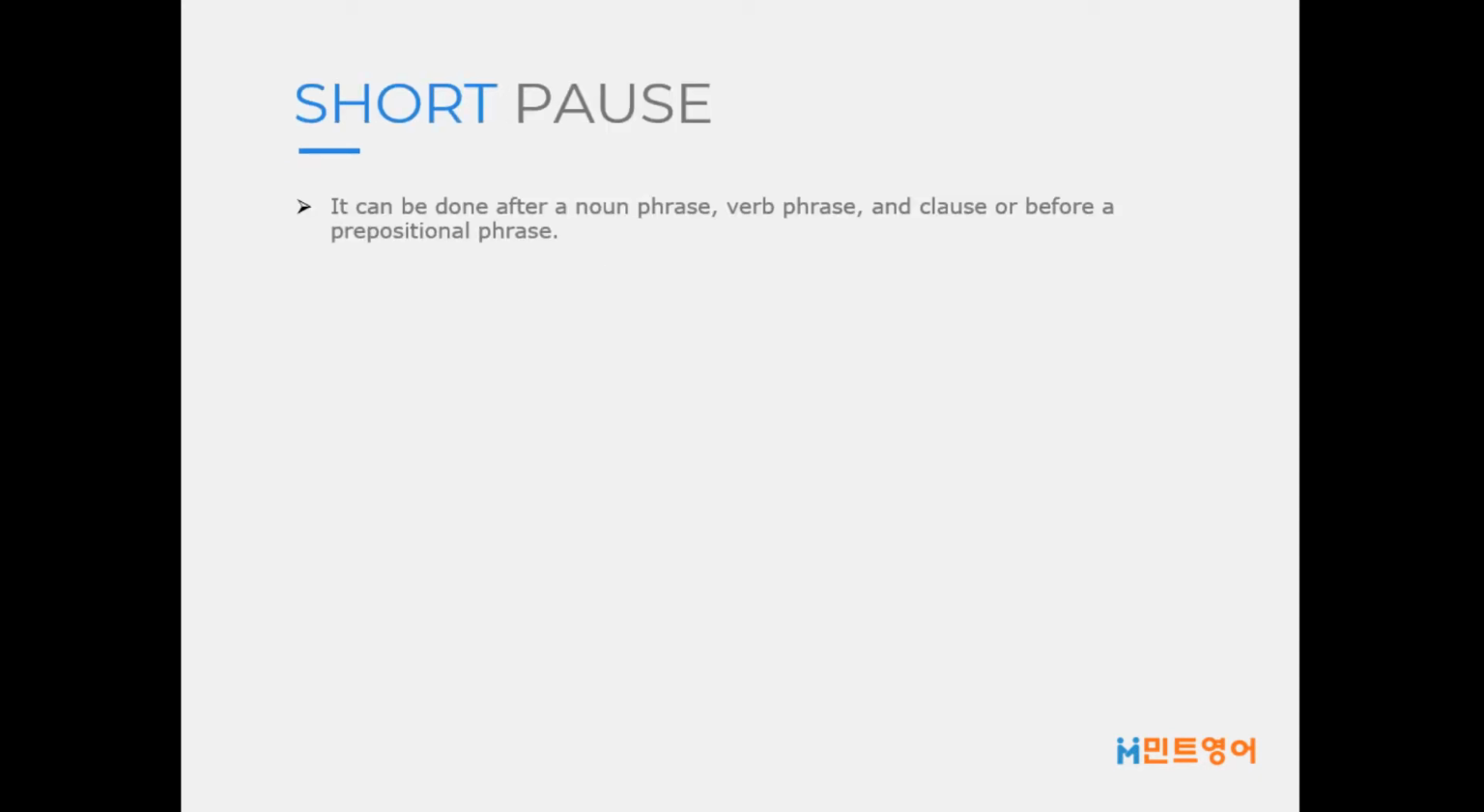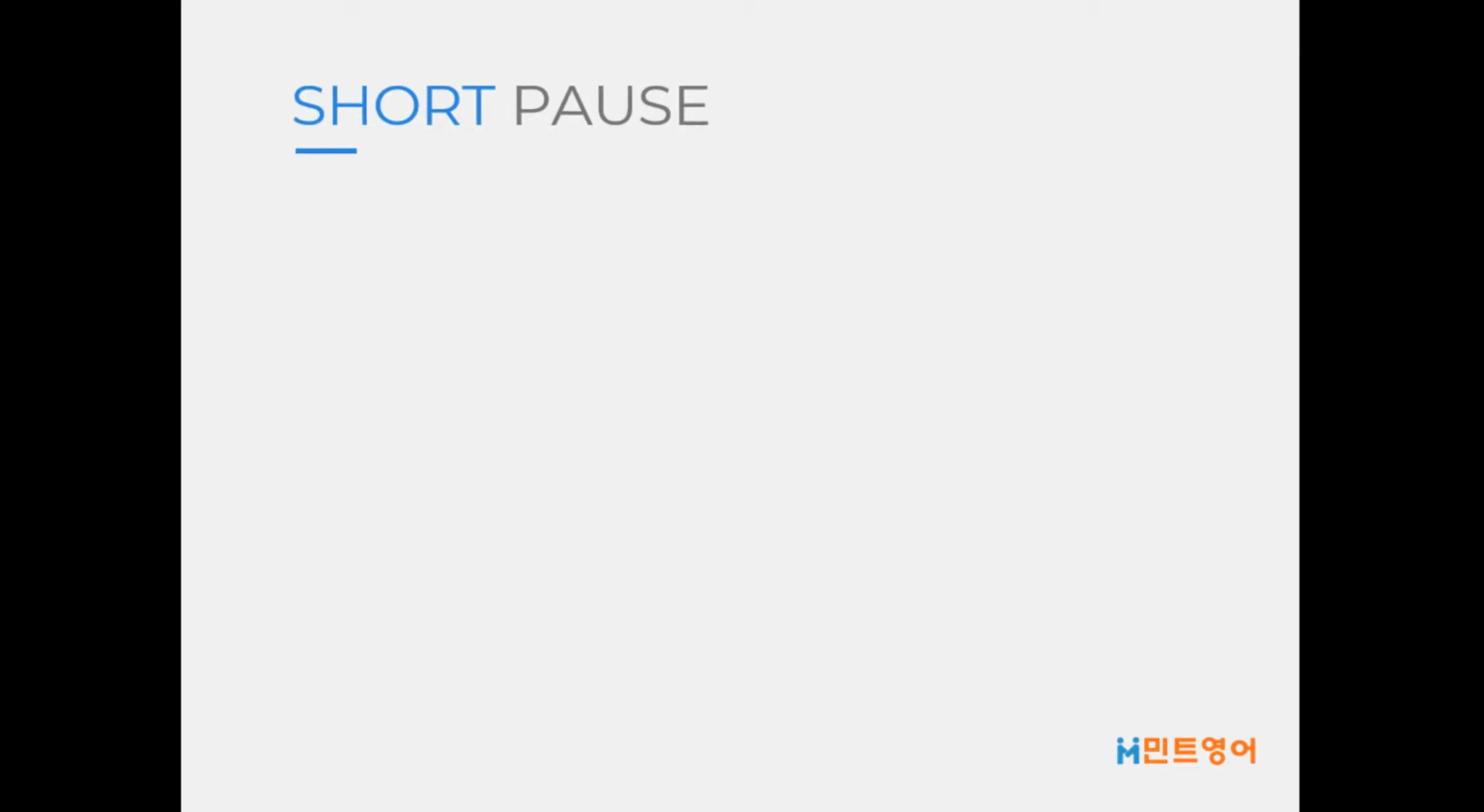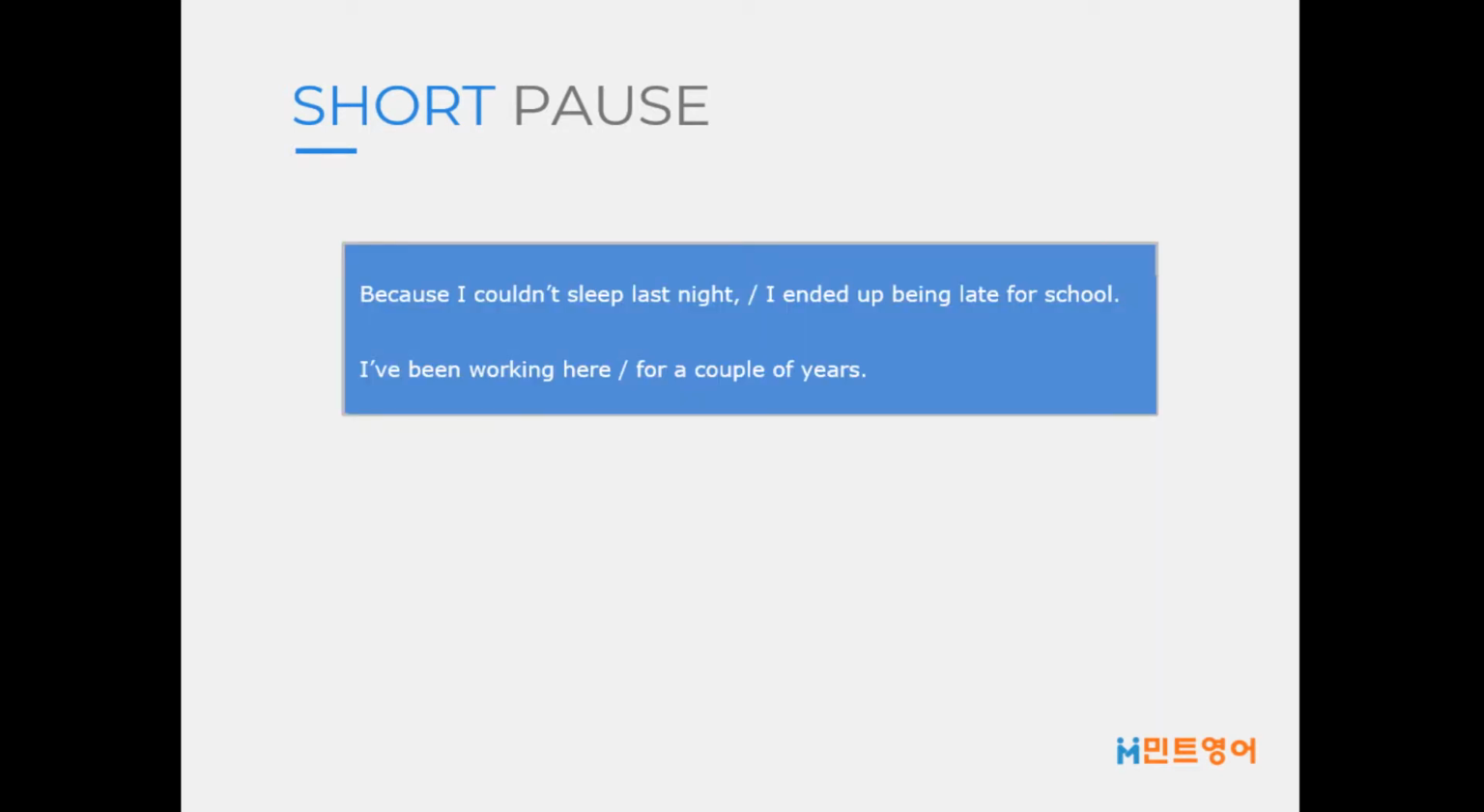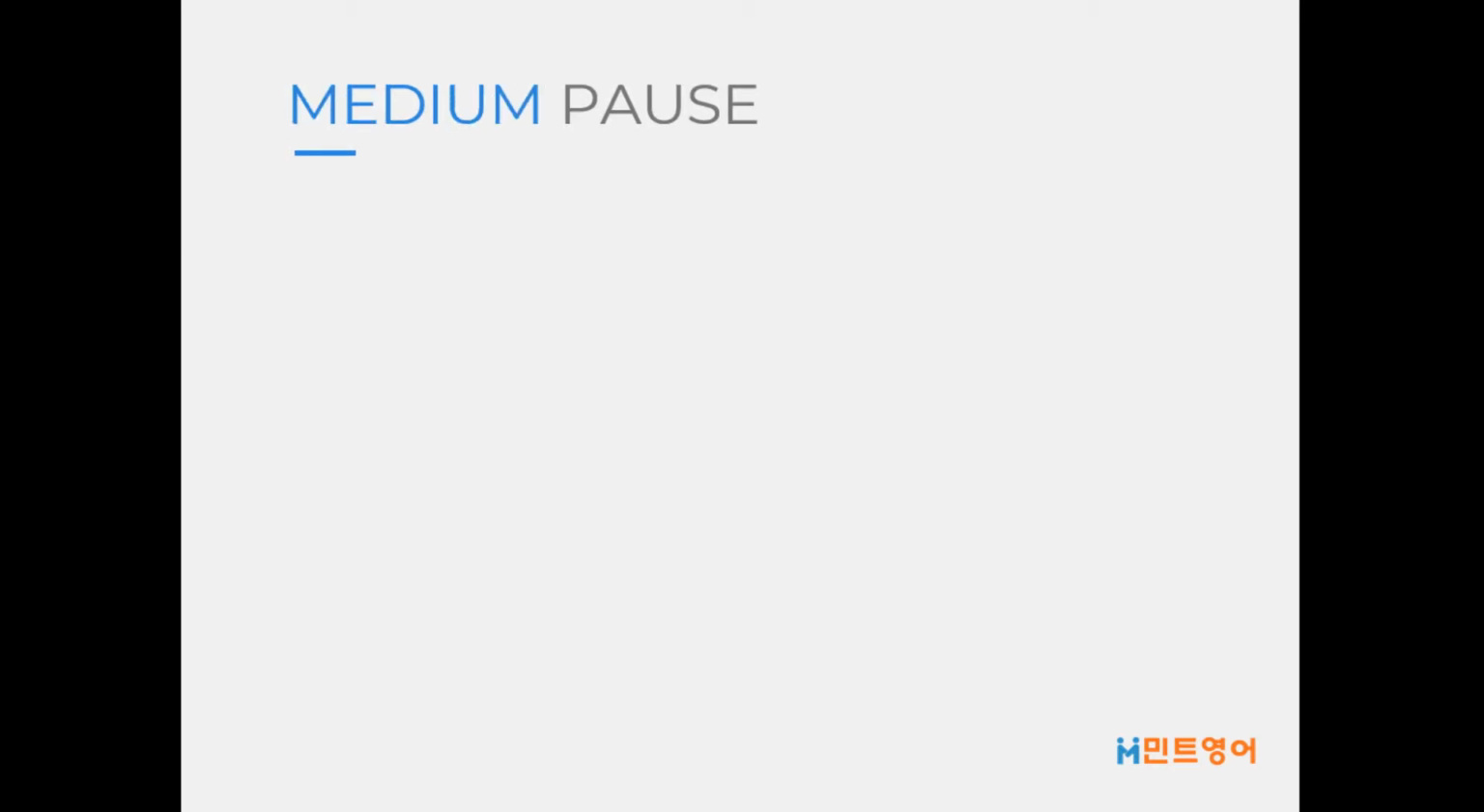A short pause can be done after a noun phrase, verb phrase and clause, or before a prepositional phrase. Pausing appropriately gives the examiner time to keep up with what you're saying. Here are some sentences that use a short pause. Take note of the slash symbol between sentences. A single slash represents a short pause. A short pause is equivalent to one beat.